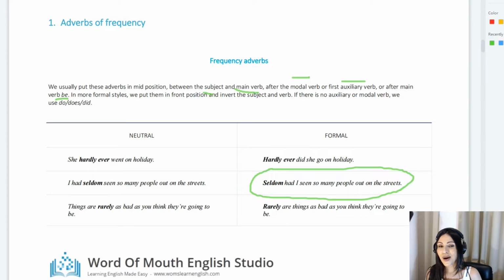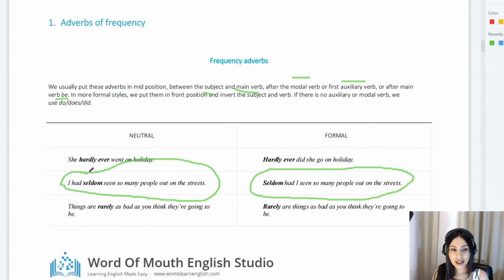start off the sentence with these types of adverb, whereas in neutral English, that means everyday English or non-formal English, we don't typically use these at the beginning of a sentence, but rather after the main verb. I had seldom seen, okay, or I seldom see so many people out on the streets. So just before the main verb or just after the auxiliary in this case, right? So think about how you have used them before.